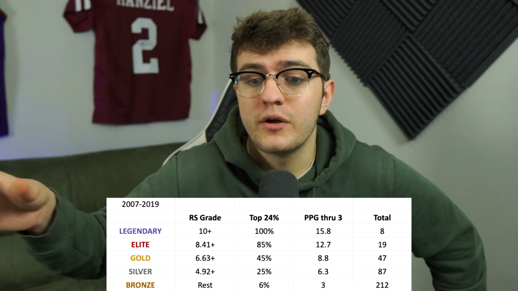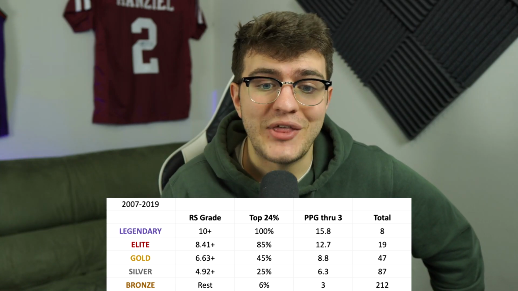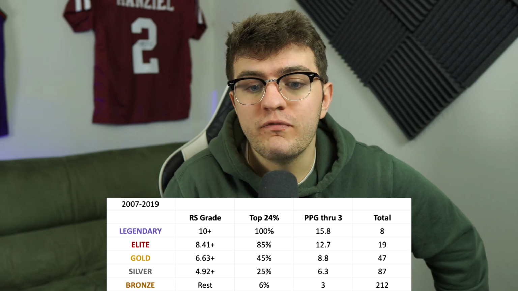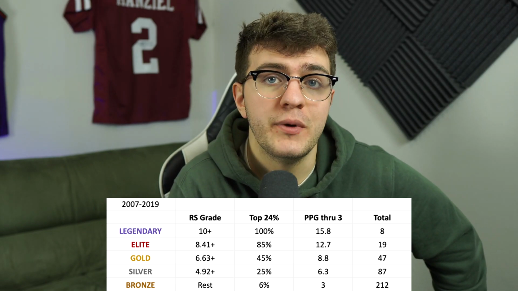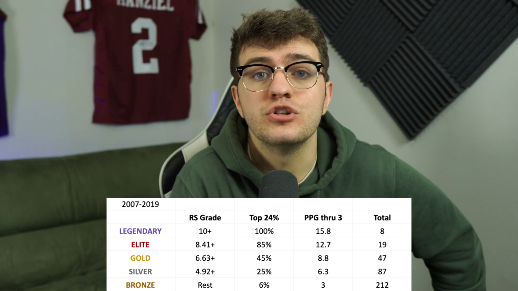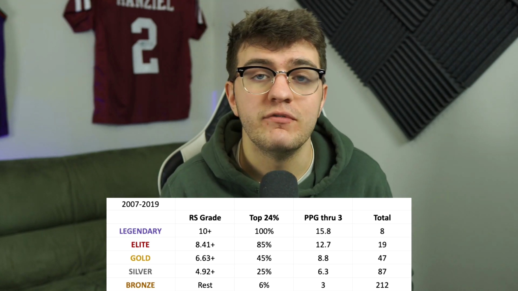For instance, most models love DJ Moore, but they hate Calvin Ridley. Mine likes both, and they're both very different players on paper, but they both still did enough in college to the point where they should have been elite prospects. The problem is they just look very different, and it's hard to cast that wide of a net.